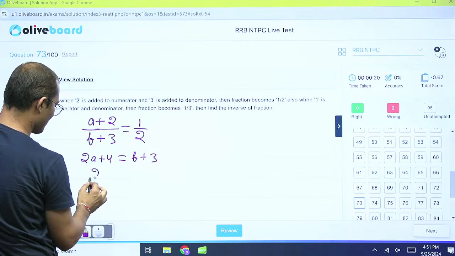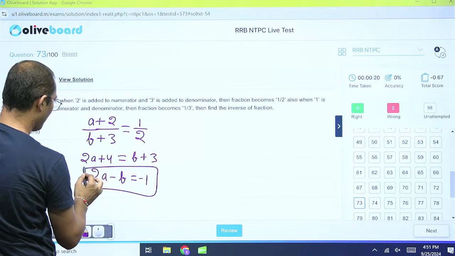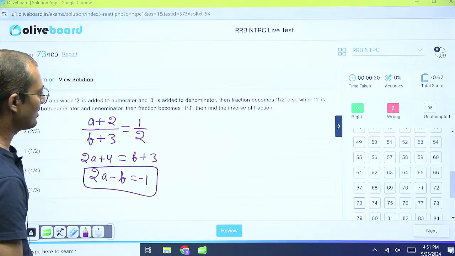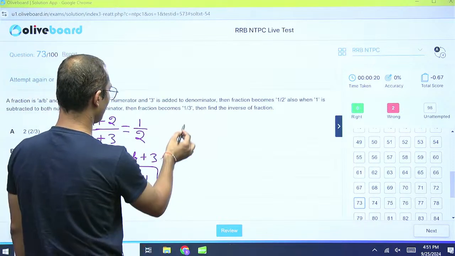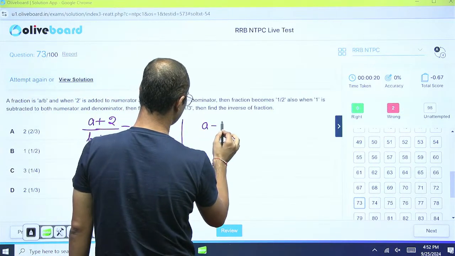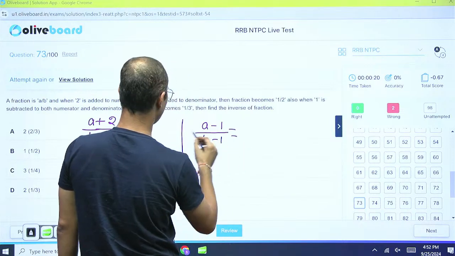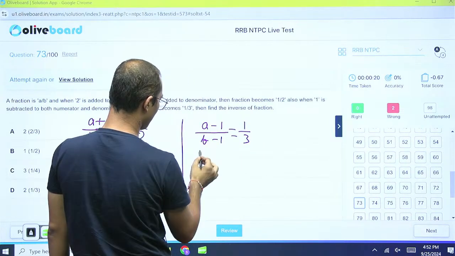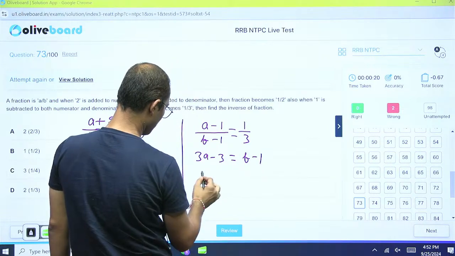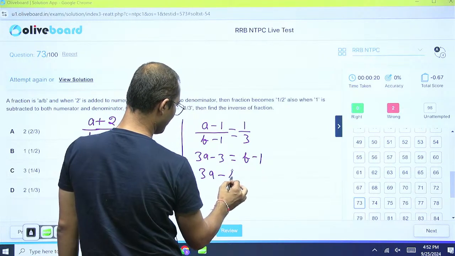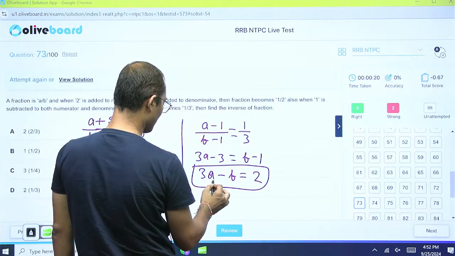So we can say that 2a minus b would be equal to minus 1, right? And another condition, when 1 is subtracted from both numerator and denominator, the fraction will become 1 by 3, right? So this would be equal to 3a minus 3 and b minus 1. So we can say 3a minus b is equal to 2, right? 3a minus b is equal to 2.